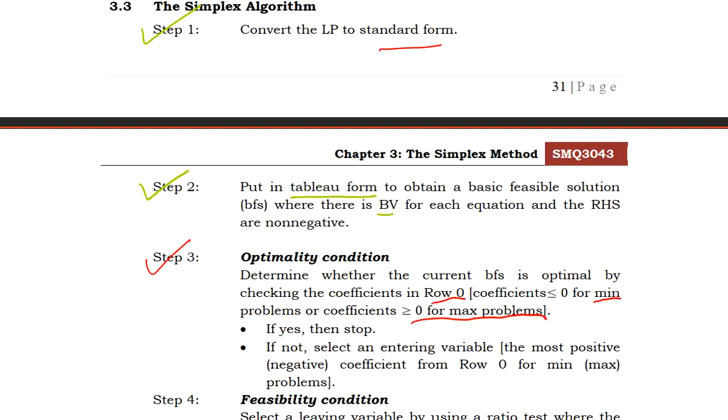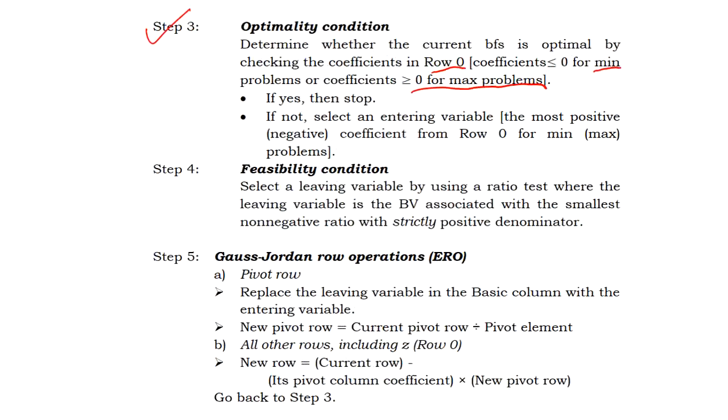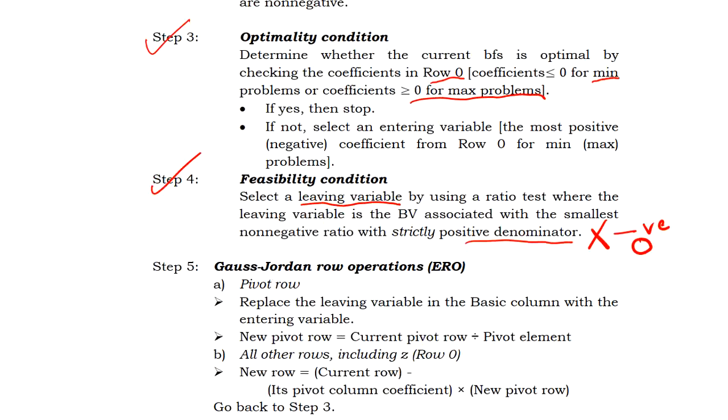Okay. Next, in step 4, we need to check the feasibility condition. So here, we select a leaving variable by using a ratio test, where the leaving variable is the BV associated with the smallest non-negative ratio with strictly positive denominator. So after we have selected a leaving variable in step 4, then in step 5, we need to do ERO.